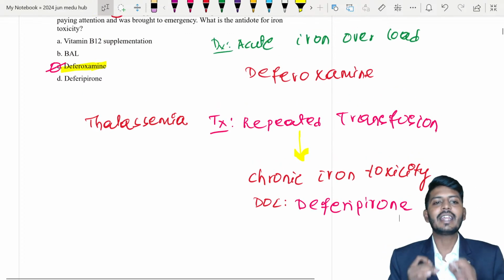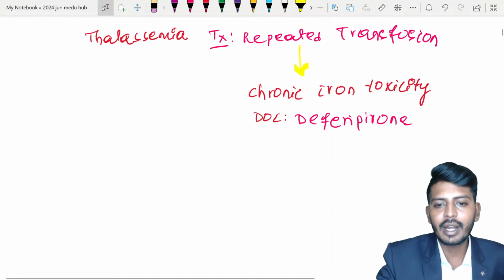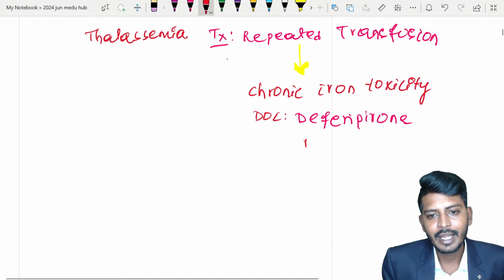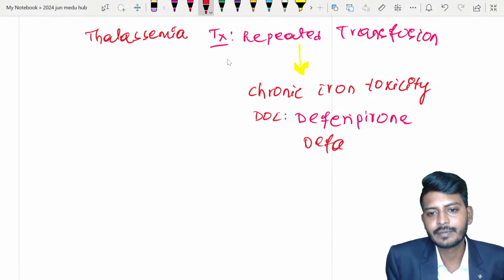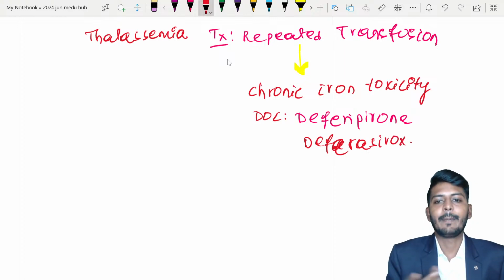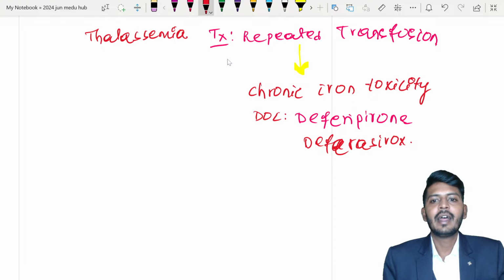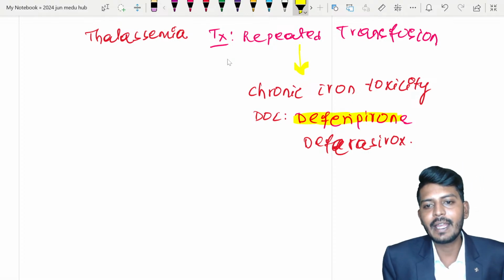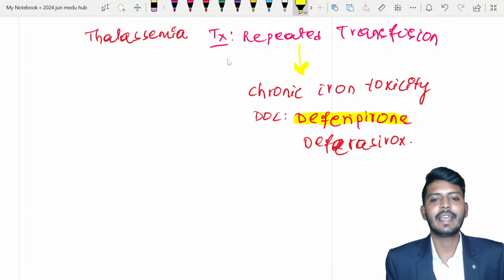Deferoxamine. Okay, so these are iron chelating agents. There is one more drug, deferasirox. But the best drug you can answer for chronic overload is deferiprone. The treatment will be deferiprone.